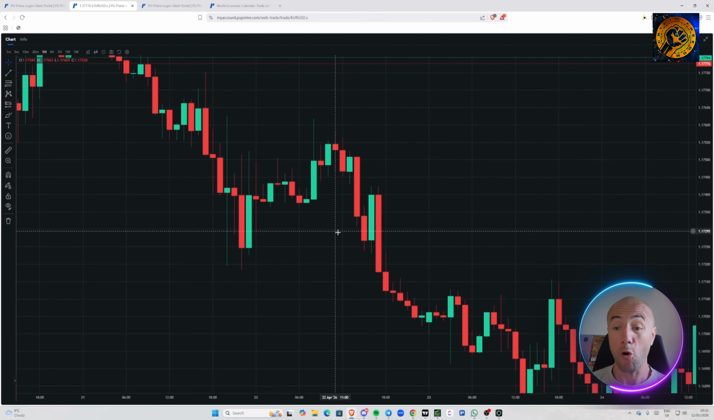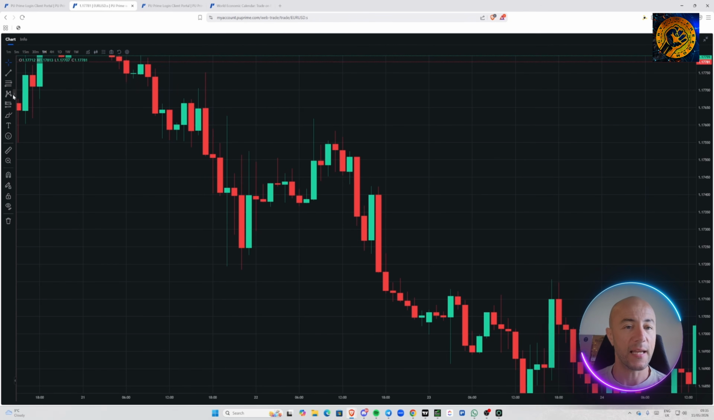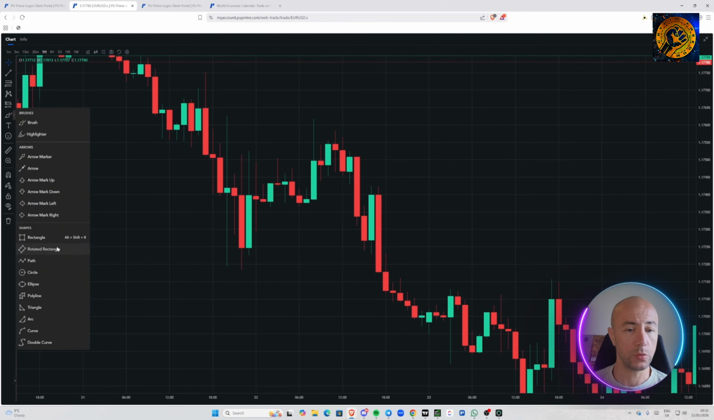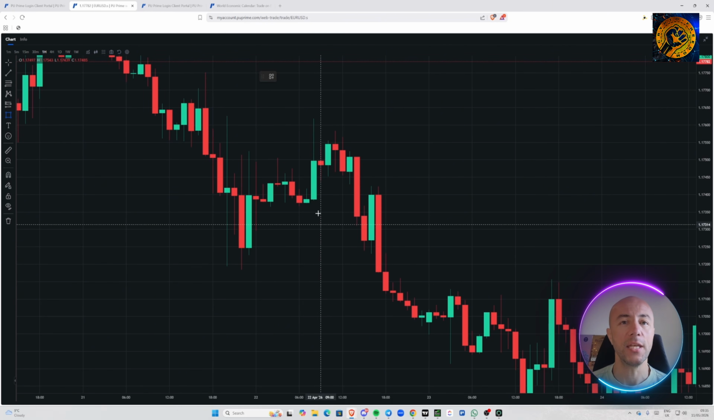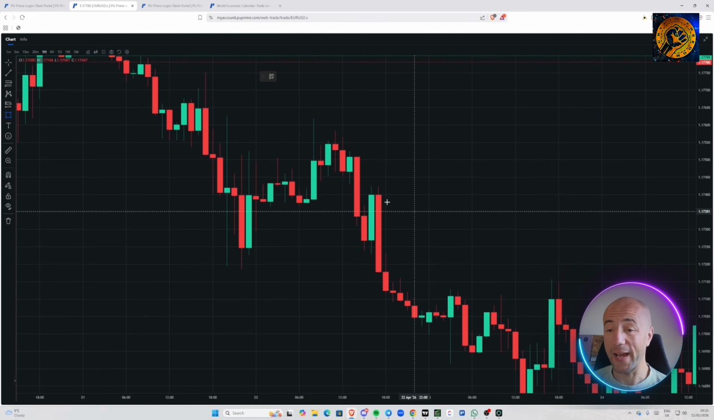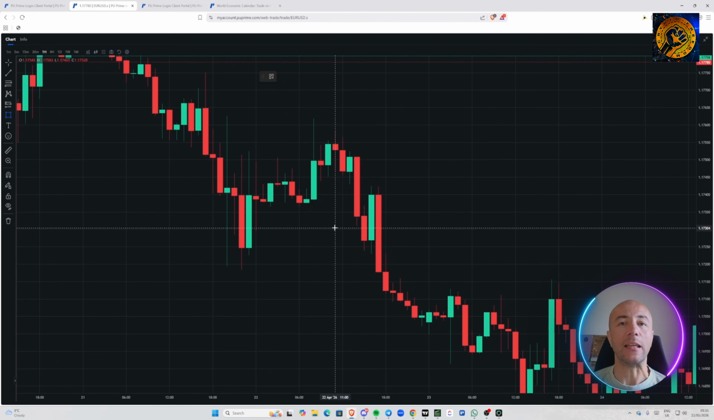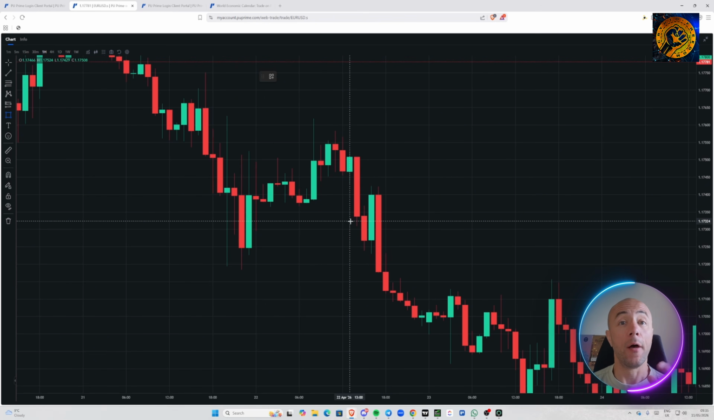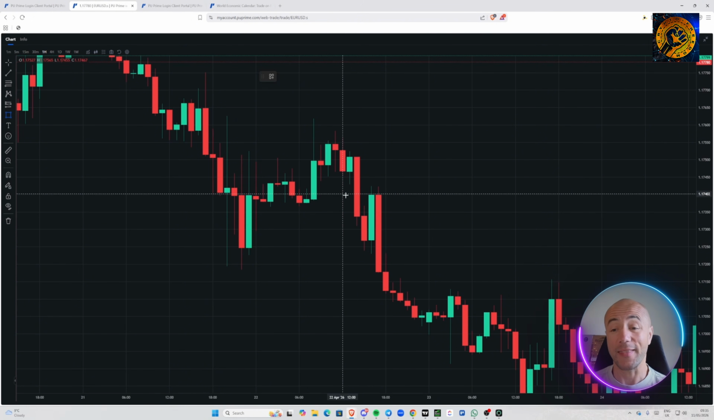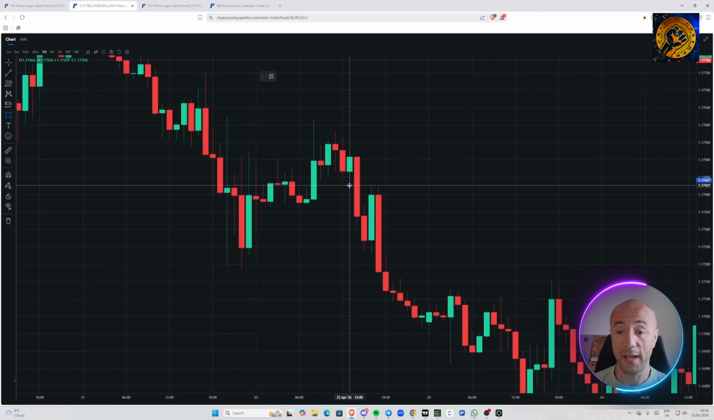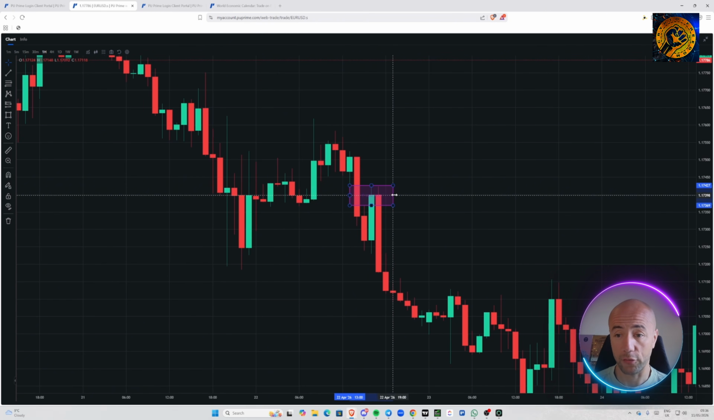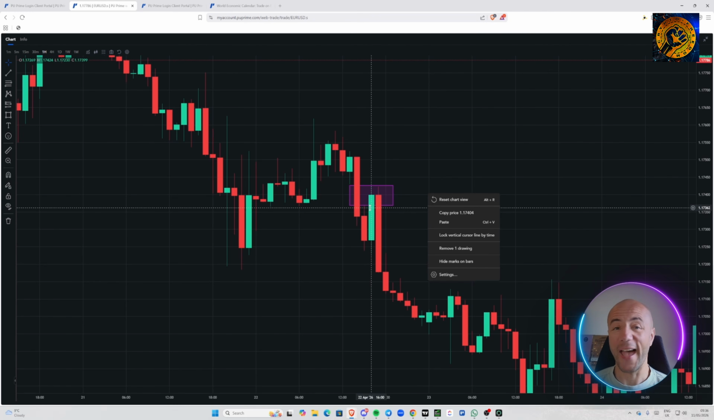Okay, so drawing them is really easy. We go to our tools right here. We take the rectangular tool from the PU Prime web trader, right? It has really nice, clean tools, right? And you draw it from this one. It's going to be from the low of the first candle to the high of the third candle, and that is your zone. So from here to here, we draw it across, and that is your FVG.